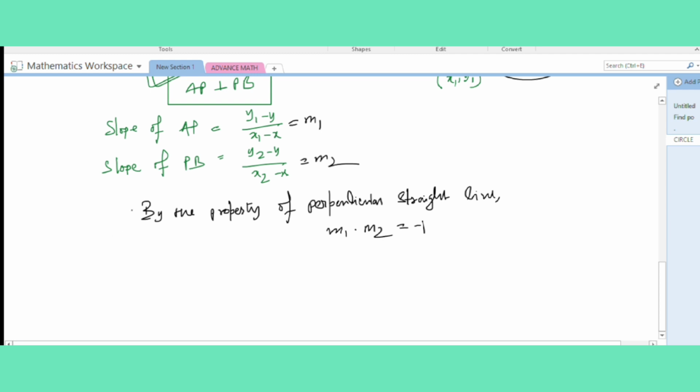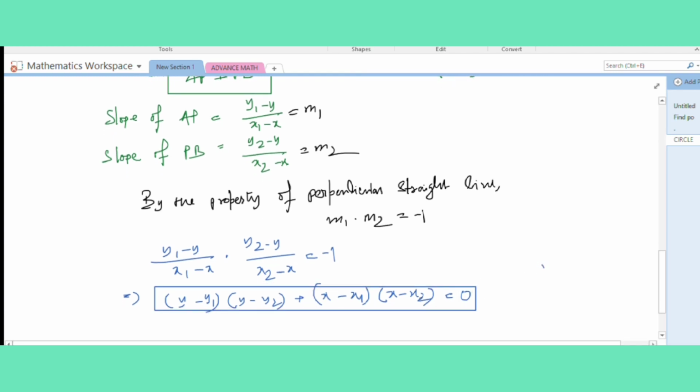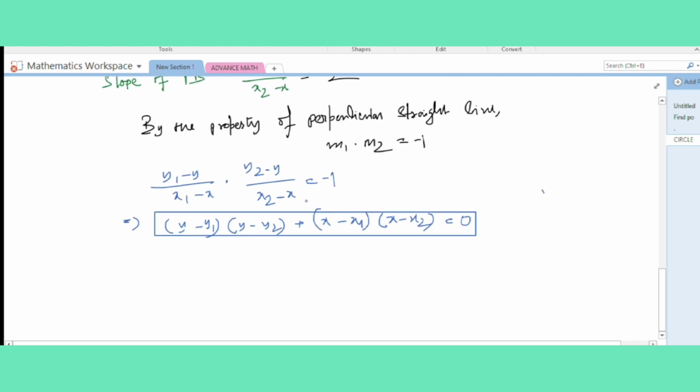So alternatively, we can write (y1 minus y) divided by (x1 minus x), into (y2 minus y) divided by (x2 minus x), equals minus 1. By evaluating, we get (x minus x1) into (x minus x2) plus (y minus y1) into (y minus y2) equals 0. By taking the simple calculation, we get this result. So after getting this result, we can say that if two points are given for a circle, then we can generate the equation of the circle.